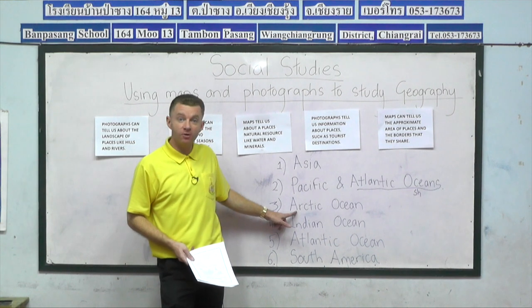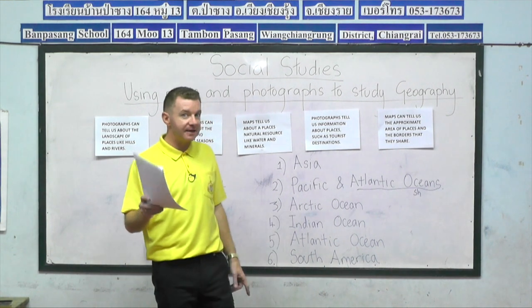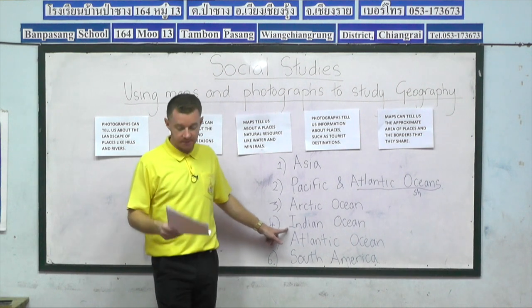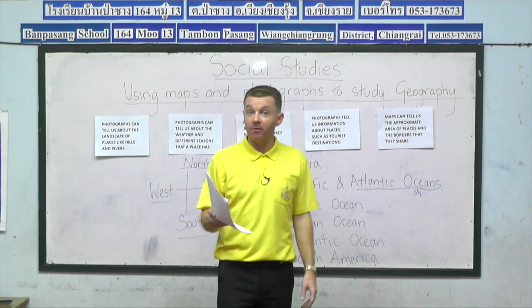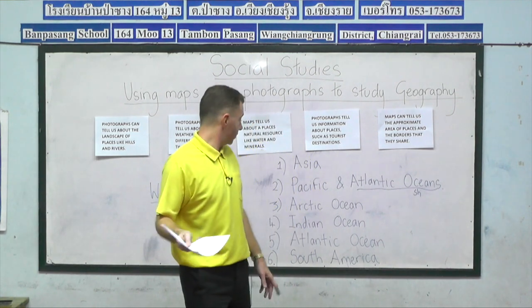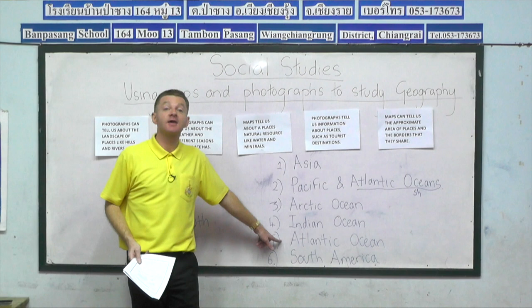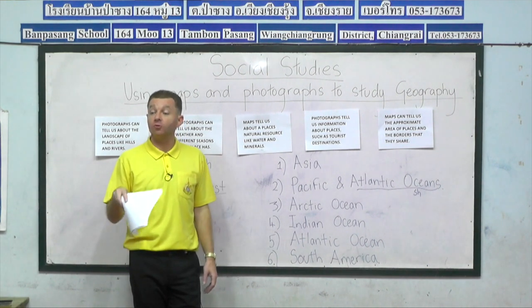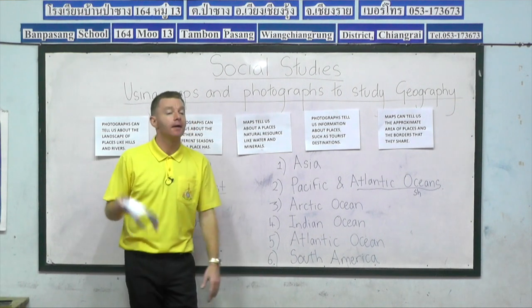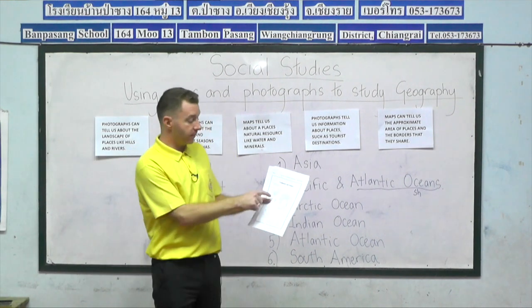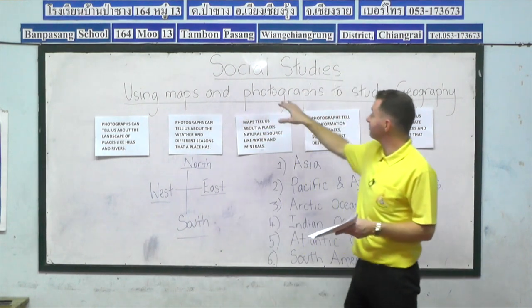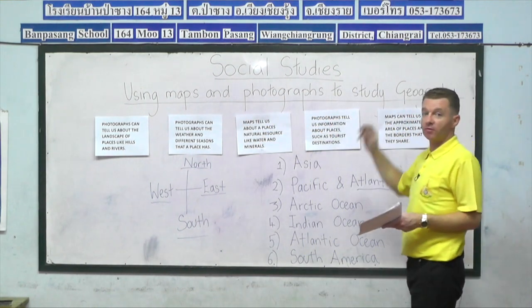Which ocean is north of Europe? Arctic Ocean. Which ocean is east of Africa? Indian Ocean. Indian Ocean, yes. Which ocean separates North America from Europe? Atlantic Ocean. And finally, which continent is closest to Antarctica? South America. So you see, by using the key and the different locations on the map, we can answer the questions. And this is how we use maps and photographs to study geography.